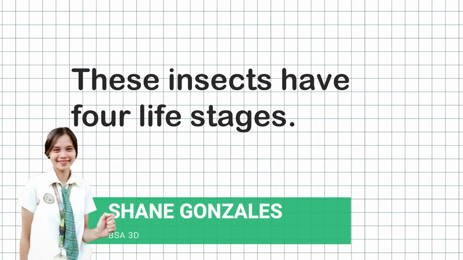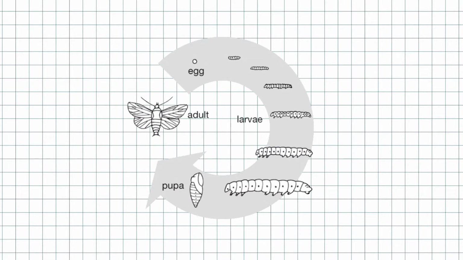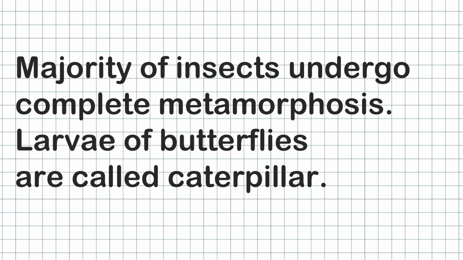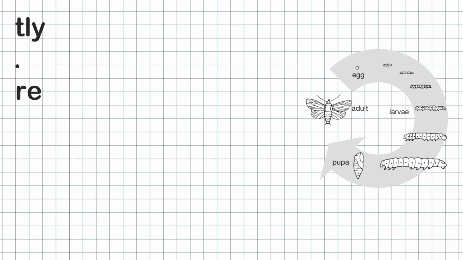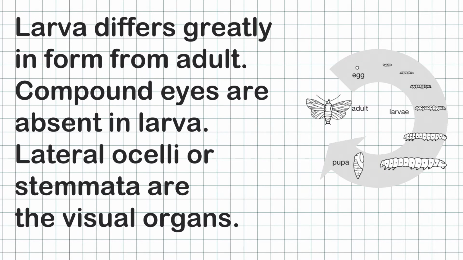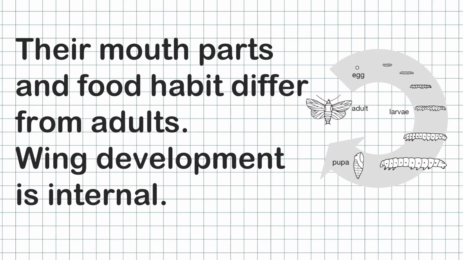Holometabola. These insects have four life stages, namely egg, larva, pupa, and adult. The majority of insects undergo complete metamorphosis. Larvae of butterflies are called caterpillars. The larva differs greatly in form from the adult. Compound eyes are absent in the larva. Lateral ocelli or stemmata are the visual organs.